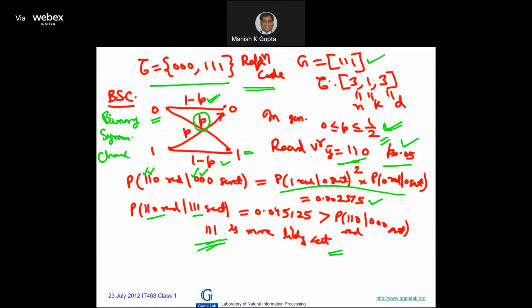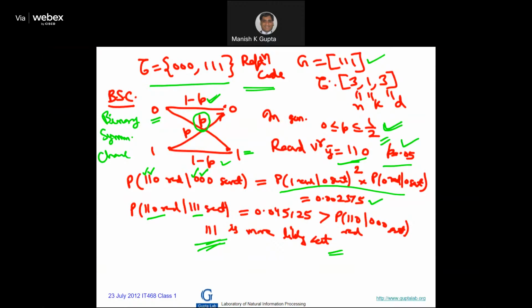So now, for calculations, I am assuming that normally it is assumed that probability lies between 0 and 1, 0 and half. If it is not the case, you can interchange the role of 0 and 1, but that is our assumption. So p lies between 0 and half.